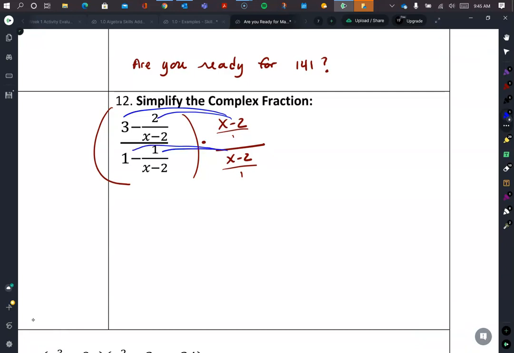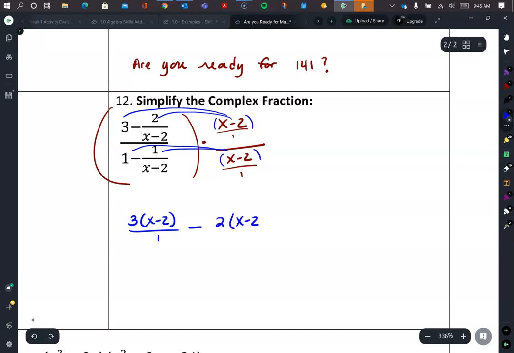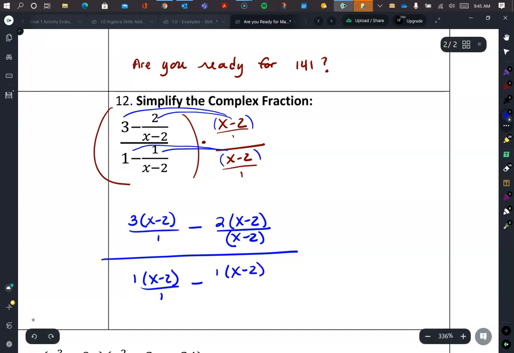So I'm going to end up with 3 times the x minus 2, and then subtract, and make sure you put parentheses here, 2 times x minus 2 over x minus 2, all divided by 1 times x minus 2 over 1. Again, you don't need to write everything exactly like that, but just so you know where I'm going with this, you can see all my thoughts on the screen.